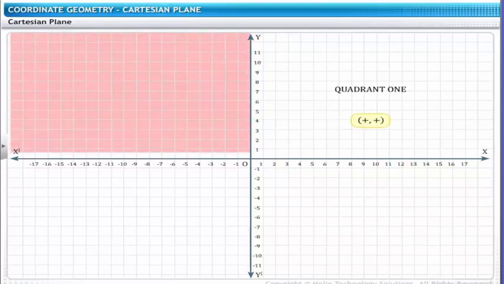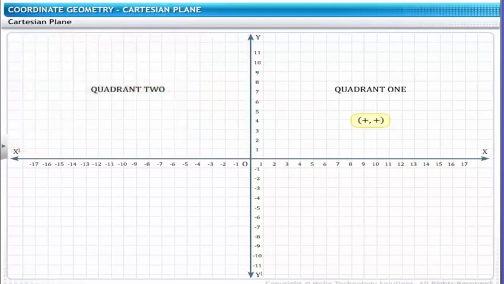X dash or Y is called quadrant 2. In this quadrant, X coordinates have negative values and Y coordinates have positive values. Therefore, this quadrant is of the type minus, comma, plus.